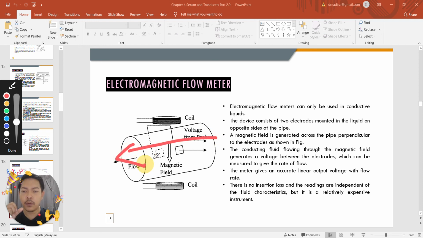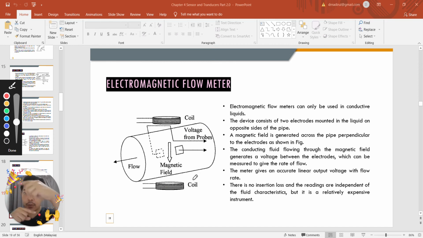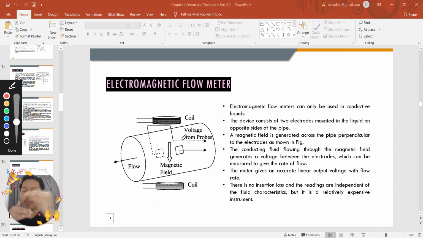So the conductive fluid flows here, and then it will cause a voltage between the electrodes that are mounted on opposite sides of the pipe, and this gives you the voltage, which gives you the value of the rate of flow. Okay, the meter gives an accurate linear output voltage with flow rate. Okay, there is no insertion loss, and the readings are independent of the fluid characteristics. But this type of flow measurement device is quite expensive.